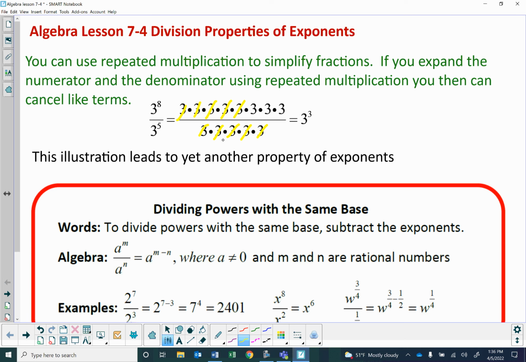This illustration leads to yet another property of exponents. We have the zero property of exponents. We have the property of negative exponents. We have the property of a power multiplied by a power, and we have the property of a power raised to a power. So now we have dividing powers with the same base.